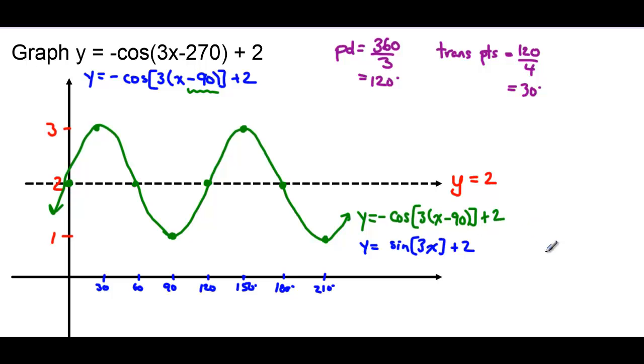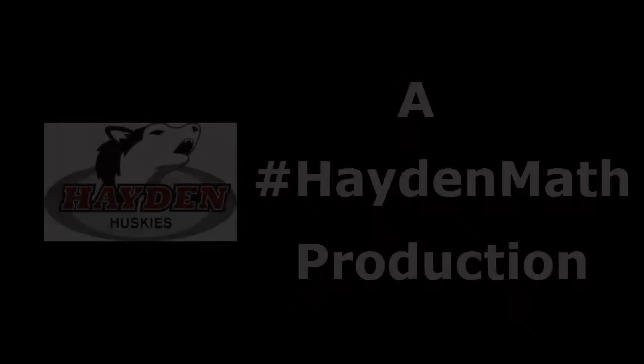And in a future lesson, we're going to look at how do we write a sine curve if given a cosine curve, and vice versa. But until then, enjoy practicing graphing your sine and cosine, or sinusoidal curves.